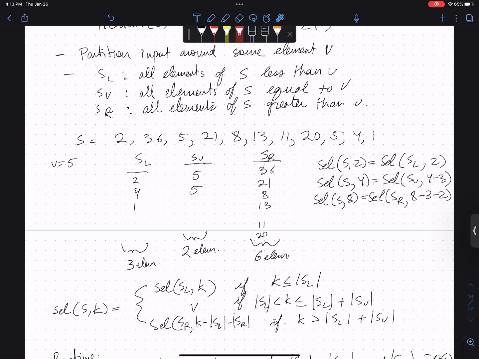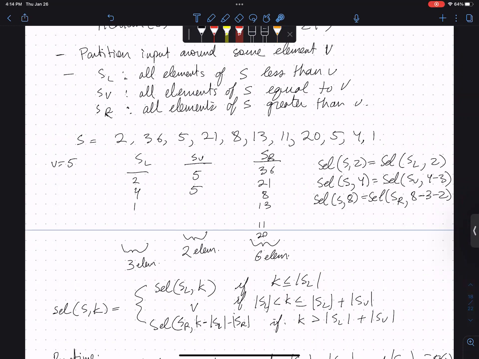What I'm going to do then is count the number of elements smaller than 5, equal to 5, and bigger than 5. And then I check, what's k? I'm looking for the kth smallest element. Depending on how k relates to those sums I found, those 3, 2, 6, I decide what to do next. If I'm lucky, I can return that the kth element is the pivot, 5. Otherwise, I make a recursive call to either the smaller elements or the larger elements.